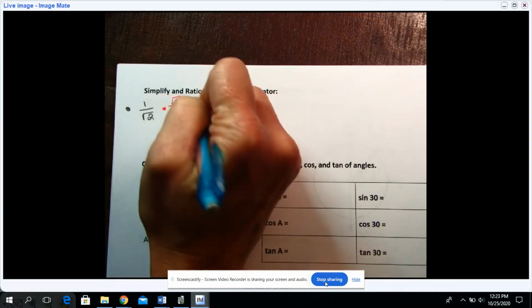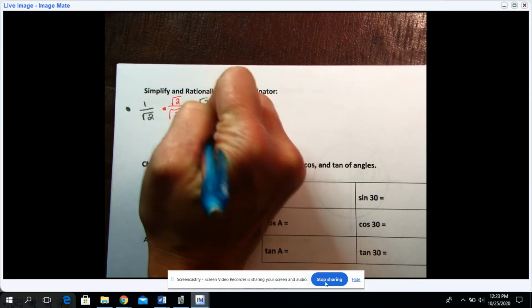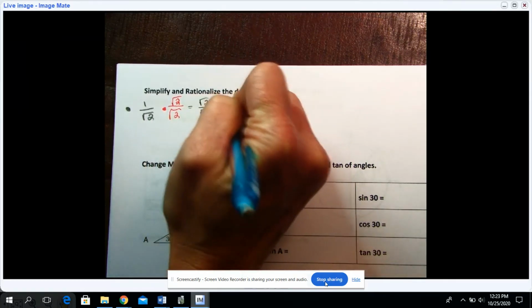So what you get is the square root of 2 over the square root of 4, which simplifies to the square root of 2 over 2.